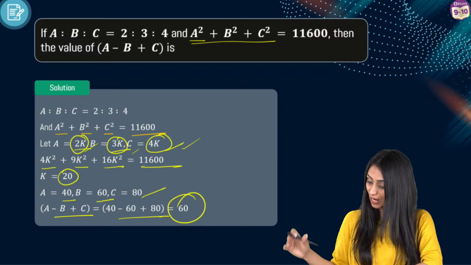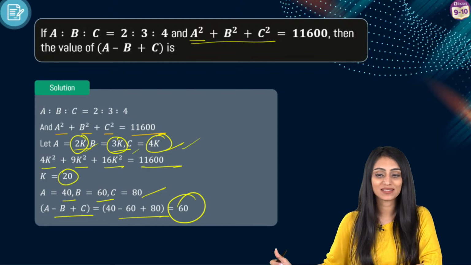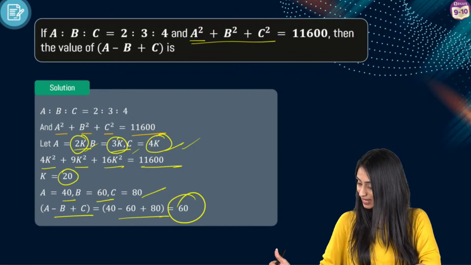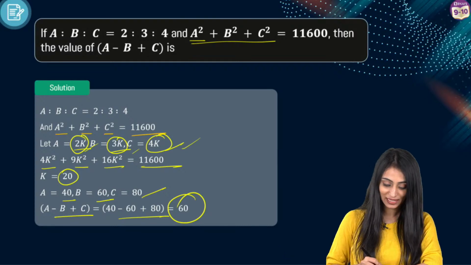All right. Any doubts still here? Quickly. If you have any doubts, please post in the comment section, or shall we move ahead? No doubts. It's easy. All right. Let's move ahead then.